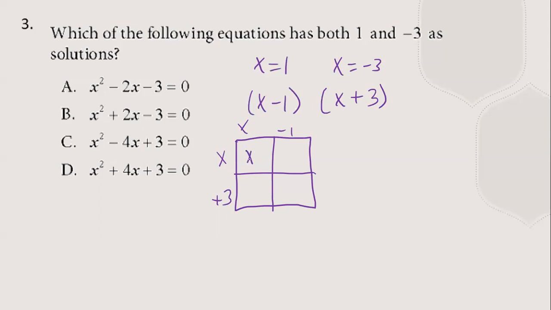x times x is x squared. x times -1 is -1x. x times 3 is 3x. 3 times -1 is -3. Like any other time, you're going to look for common like terms. So my answer would be x squared plus 2x minus 3. And which one says that? B. So this was factoring in reverse, finding where the solutions came from. How do we feel?